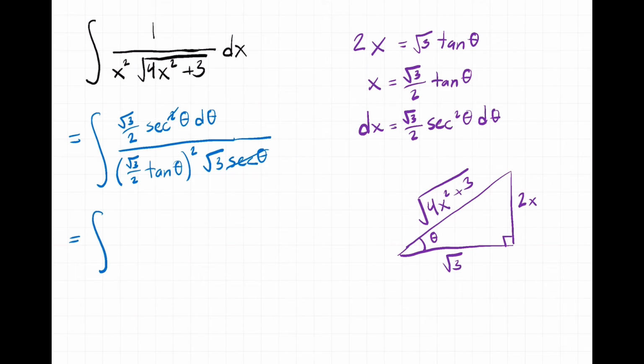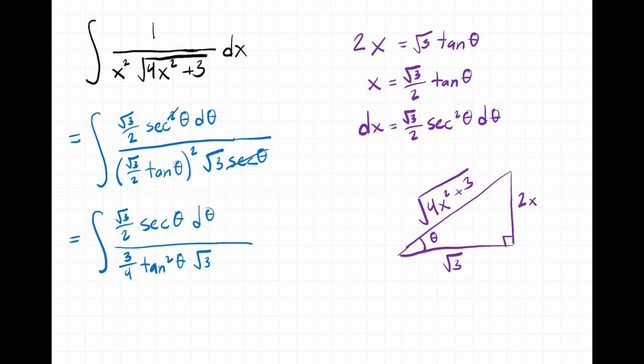We have the integral of root 3 over 2 secant theta. We got rid of that square there because we divided by the secant theta on the bottom. And here's our d theta. Divided by, all right, root 3 over 2 tangent theta. That whole thing's being squared. So root 3 over 2 squared, root 3 squared is 3, over 2 squared, that's 4. And then tangent squared theta times root 3, and that's it.